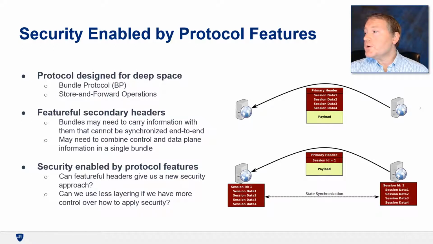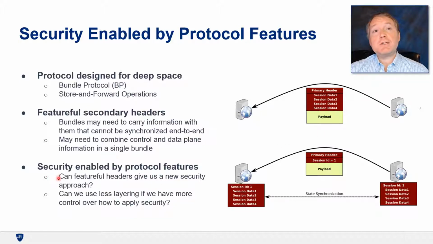The bundle protocol was originally designed for communications in deep space, where you could not synchronize information between endpoints in the network. And if you cannot synchronize information at endpoints in the network, the other alternative is to carry all of that information with you. And to enable that kind of use case, the bundle protocol has a syntax for very featureful secondary headers.